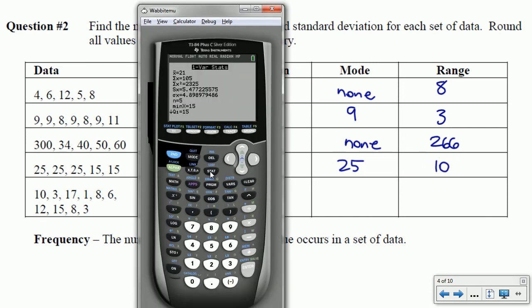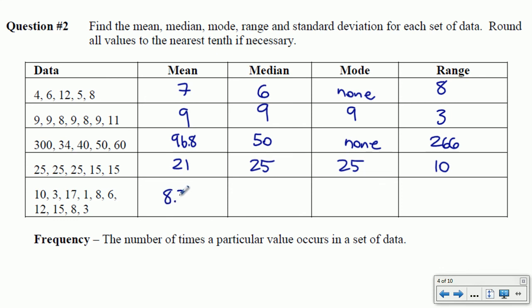And for the last row, we're going to enter this into maybe L4. So starting with 10, 3. So we're going to go Stat, Calculate, One Variable Statistics, make sure we do L4. So we're going to go second 4, and Calculate, and there's everything we need. You can scroll if you need. So for this last row, we have 8.3 is the mean, 8 is the median, 3 and 8 are the mode, and 16 is the range.